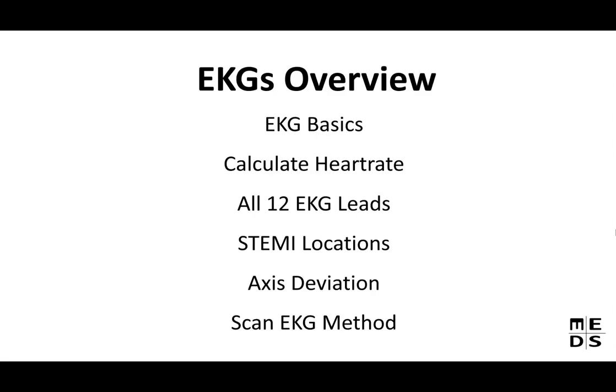Okay, so this is what the overview is going to look like. We're going to go over some basics. We're going to be able to calculate the heart rate, look at all the 12 EKG leads, where they are and where they're from in the EKG when you actually look at one. STEMI location, as in where's my heart attack. Axis deviation, this question does get asked a lot, so I thought I'd include it in here and how to actually do that. And then there's going to be a method at the end on how to actually scan an EKG when one is handed to you from your preceptor, how to go through it step by step. So let's get going.